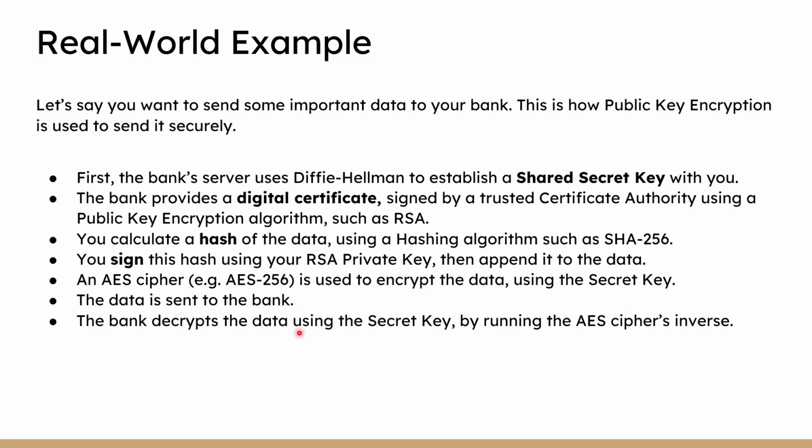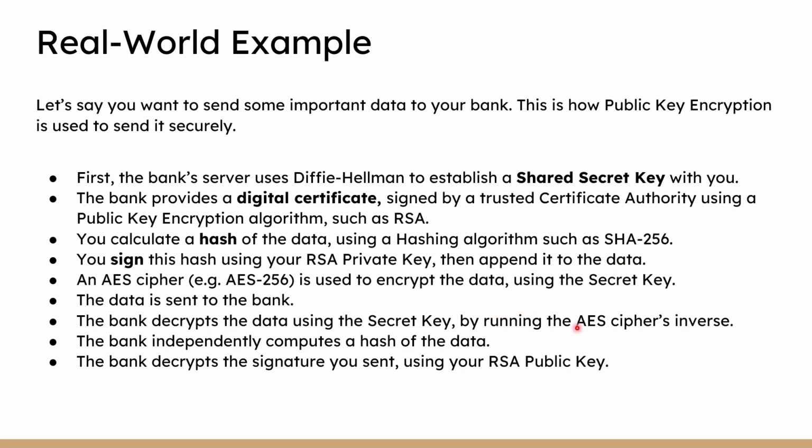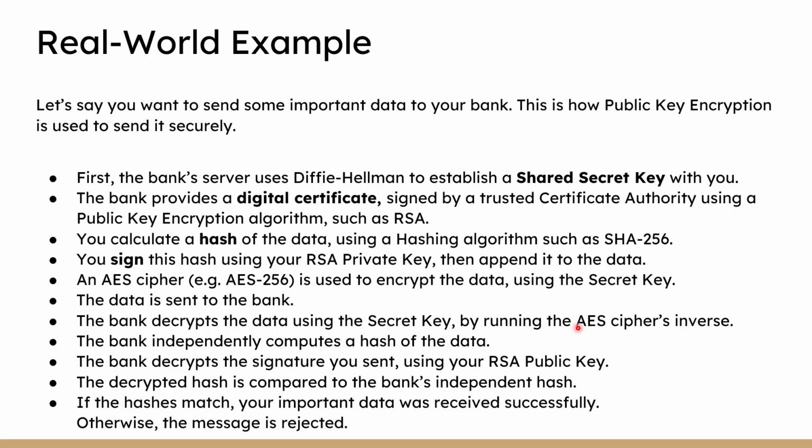No one else can see it. And the bank decrypts the data using the secret key by basically running the AES cipher in reverse. The bank independently computes a hash of the data, of the actual message, not including the hash. And then after that, the bank decrypts the signature you sent using your public key. So just to be sure that it's from you. And then the decrypted hash, so your hash, is compared to the bank's hash. And if they match, the bank will accept your message.